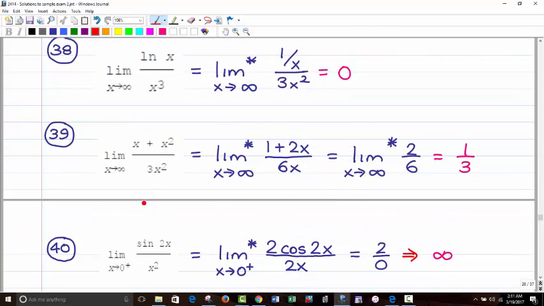39. Infinity plus infinity, still infinity, over infinity on the bottom. L'Hopital's rule, derivative of the top is 1 plus 2x. The derivative of the bottom would be 6x. That's still going to be infinity over infinity.